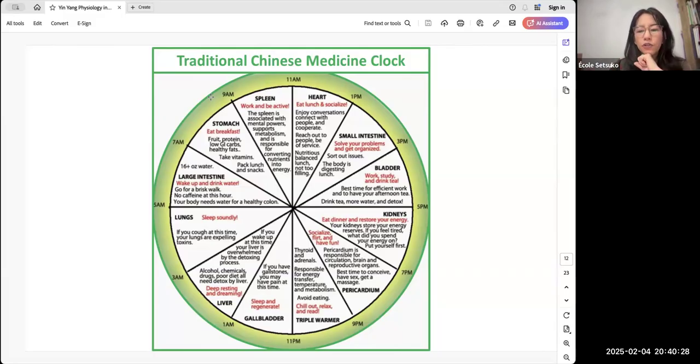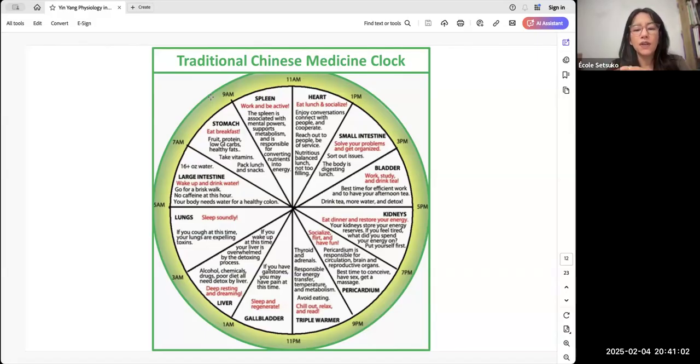So pericardium and triple warmer. This is our 7 to 9 p.m. It's responsible for circulation, reproduction. They're saying this is the best time to socialize, flirt, have fun. This is a time where you want to be intimate with your partner, get a massage or do something for the body, and that will make you feel good. And same thing, we're just kind of chilling out.